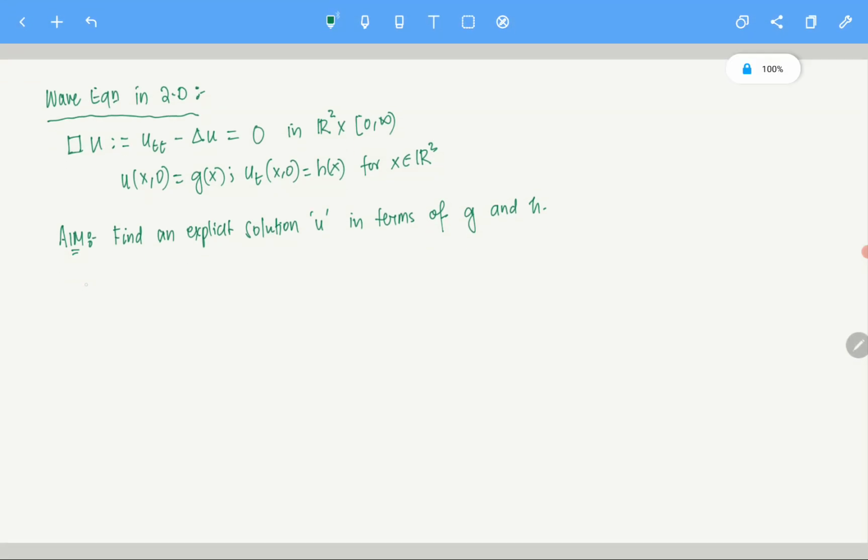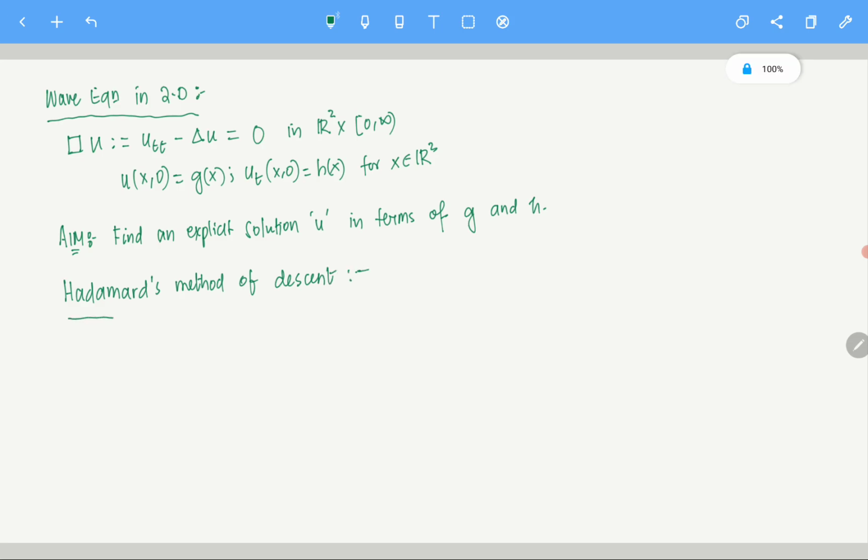So what we are going to use is something called Hadamard's method of descent. I think I wrote the spelling wrong, huh? Descent, so basically going down. Sorry about the mistake. Let me write it properly: D-E-S-C-E-N-T, descent.